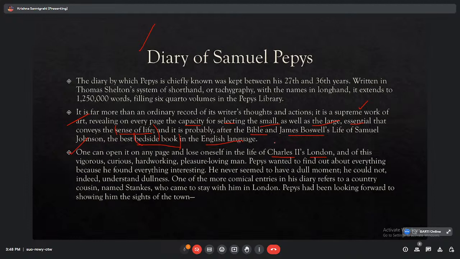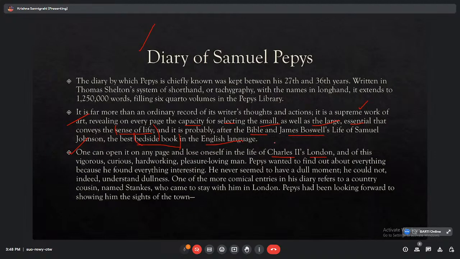Yes? Anybody? Whose diary would you like to read? Somebody who finds interest in everything and writes it down in their diary? Or will you be interested in reading the diary of somebody who doesn't find any interest in his or her life? Obviously, the answer will be somebody who finds interest in everything and writes it down in the diary. So he never seemed to have a dull moment. He could not indeed understand dullness.